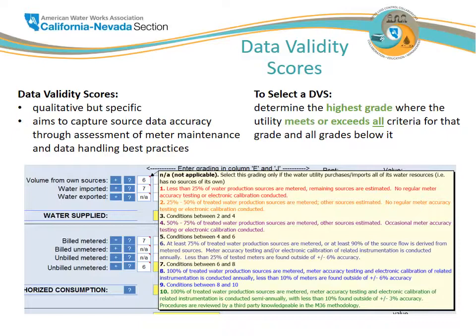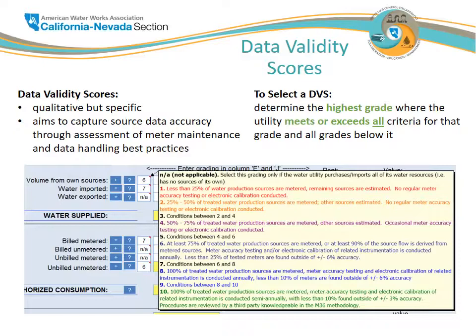For each data score, there are very specific criteria. Criteria like how much of this volume is metered, how often do you test those meters, what are the results of those tests, how often do you get the data source reviewed by a third party or audited. Those are the types of things that are going to contribute to a data validity score selection. And your job as someone completing the audit is to select the highest score where your utility meets or exceeds all of those criteria.